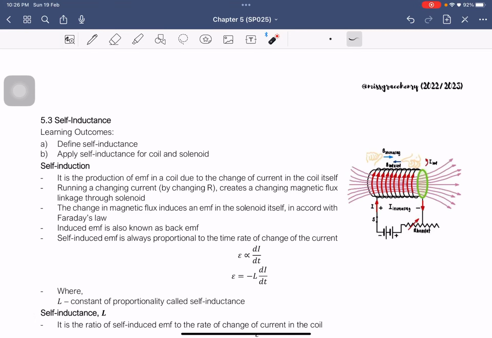Third subtopic, which is on self-inductance. So in this subtopic, you have to be able to define self-inductance and apply the formula for coil and solenoid. So self-induction is the production of EMF in a coil due to the change of current in the coil itself. Okay, so self-induction will happen if there are changes, changes in the current.